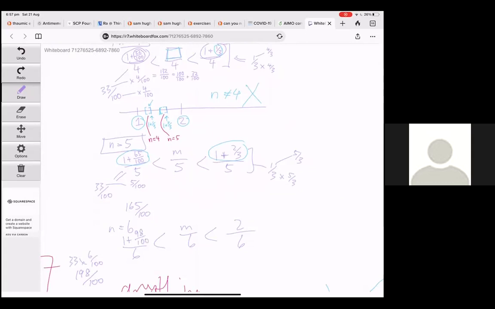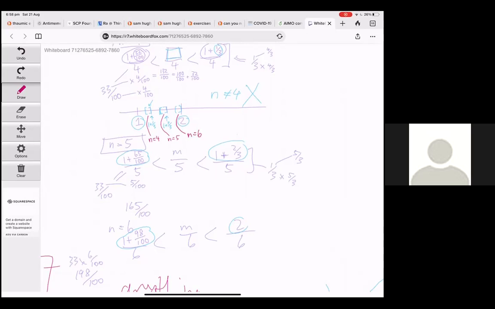So you can see that this number is really close to 2, but not quite 2. And this number is exactly 2. So this goes here on the number line. And this thing is a little bit less than 2, so it's like over there. And again, there's no integer that gets covered. So this was for n equals 6.